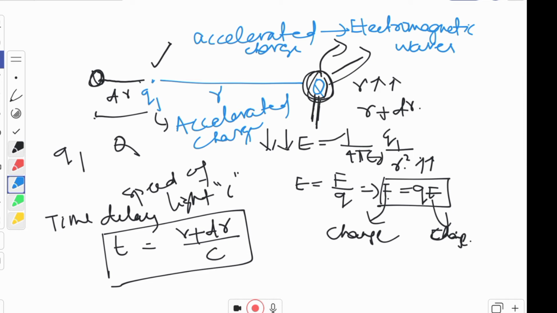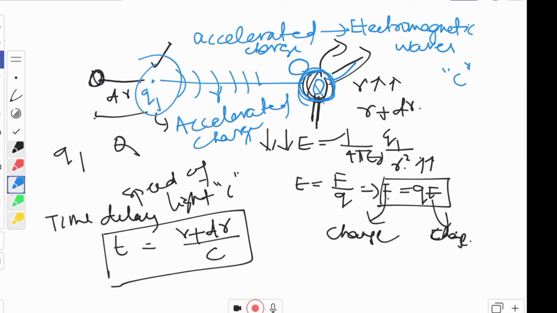These electromagnetic waves will propagate, or travel, with the speed of light c. And when it reaches this charge Q, only then can you see the change in the force on Q. That means now Q can experience the change in force. What happens with Q1?